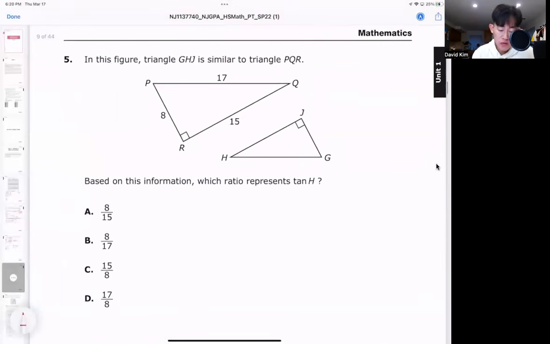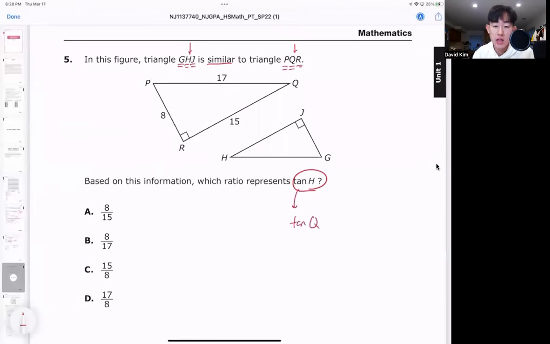Number 5, in this figure, triangle GHJ is similar to triangle PQR. When they say similar to triangle PQR, that means each of these corresponding letters matches with each of these corresponding letters. So when we're asked to find the tangent of H, notice how H is the middle letter in G, H, J. Q is the one that therefore we're going to be using.